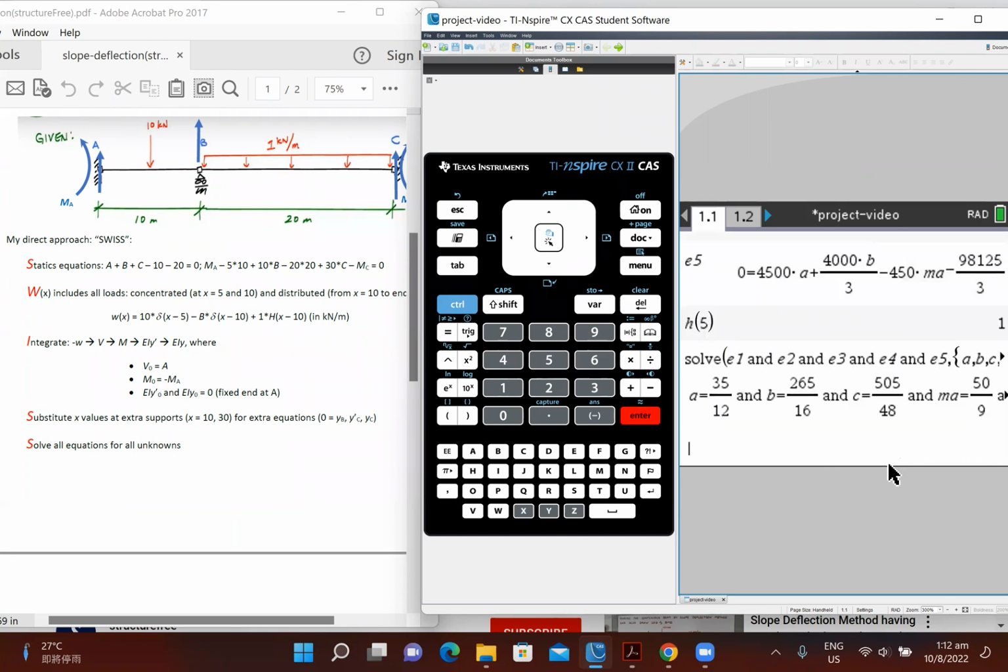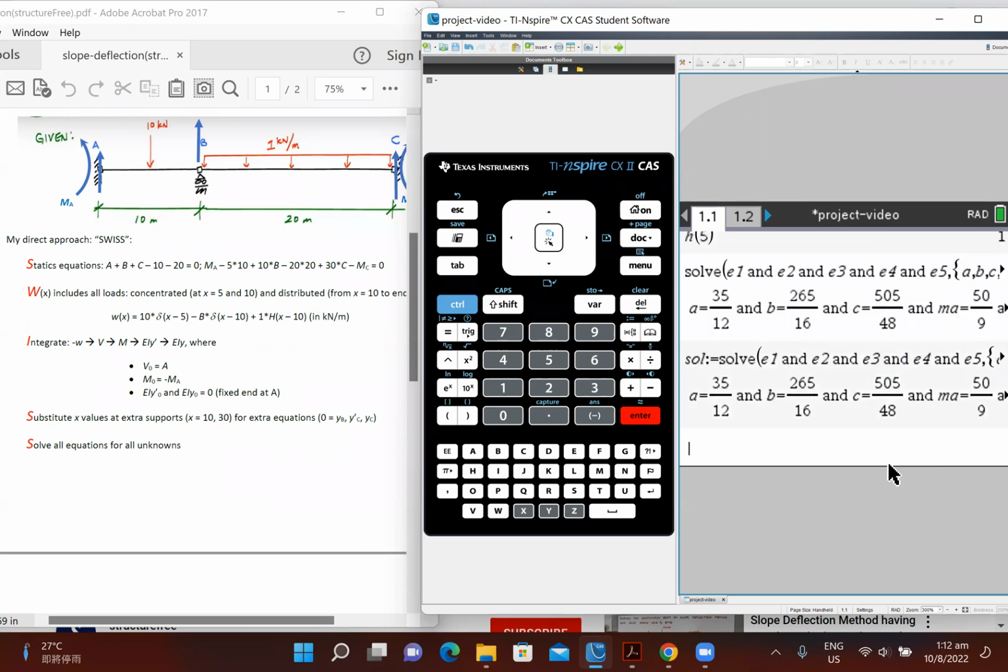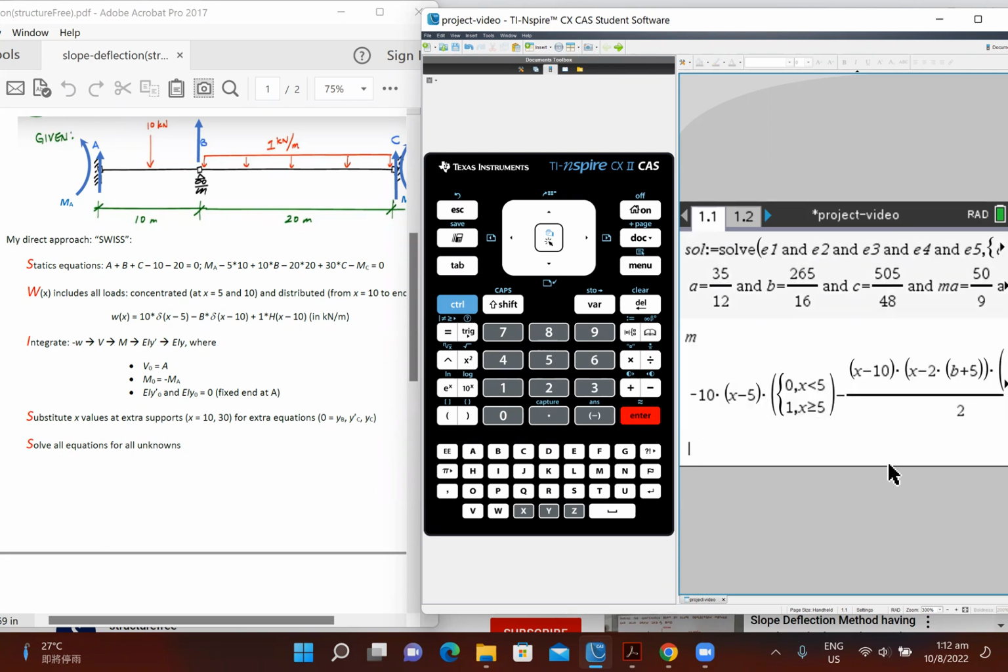All right, so here are the solutions. I could have stored them into something called SOL. So here are the values for those reactions. Now I'm going to do a substitution, because if I look at my M, the bending moment expression, you see the reaction values. So let me substitute the known solutions to those reactions into M.